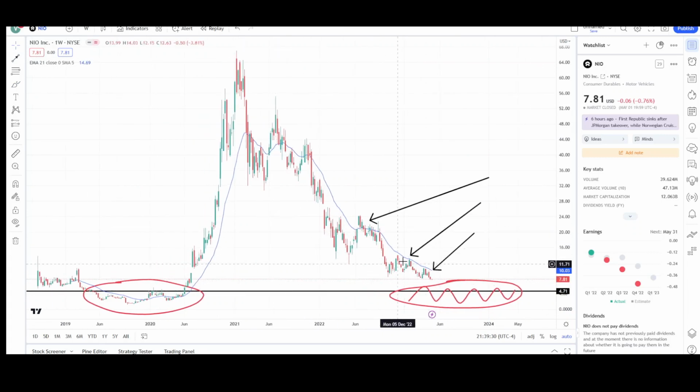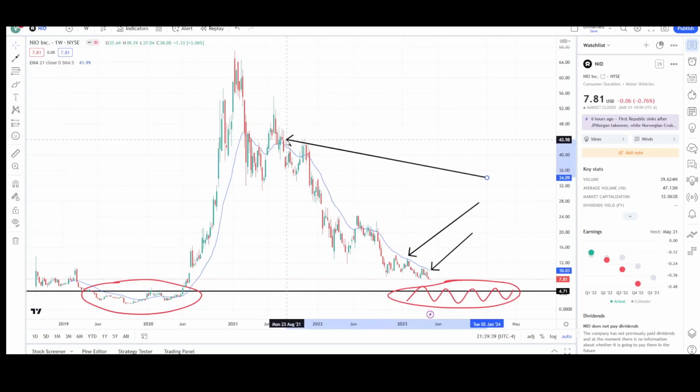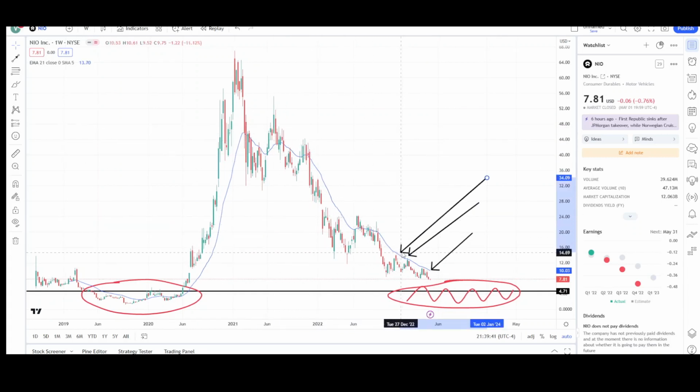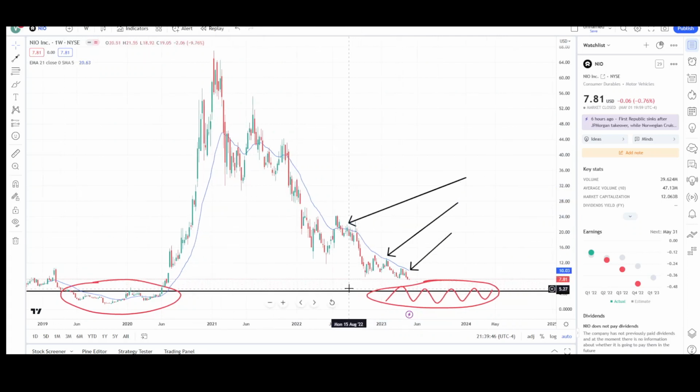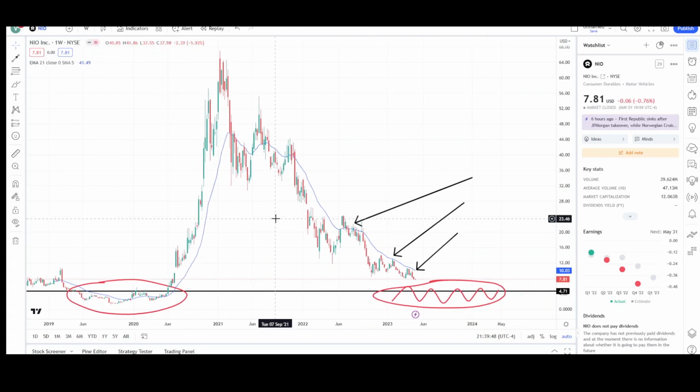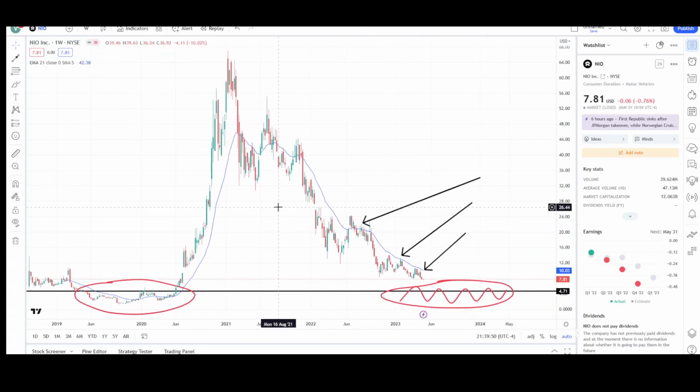But again, I'm not going to be bullish until I see prices spike above the EMA and hold, because every time we get back above it, it's just a failed breakout. You can see that prices cannot hold the EMA on the bottom side. So again, NIO looking weak. I'm looking for that $5 level.